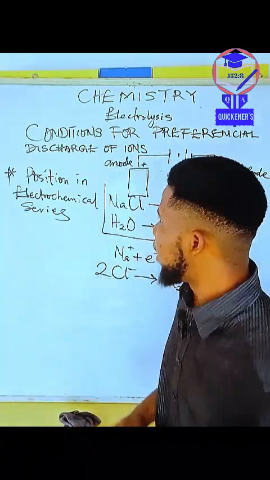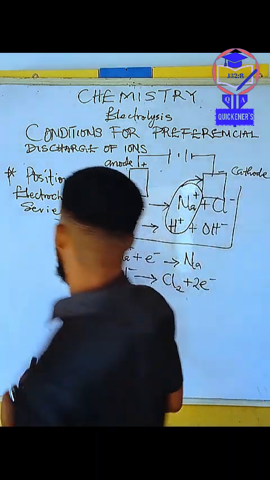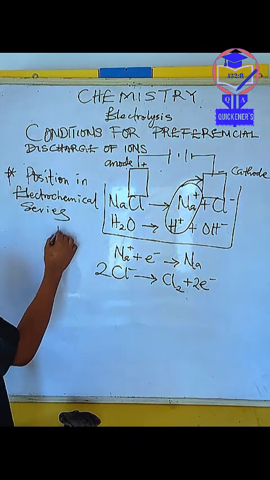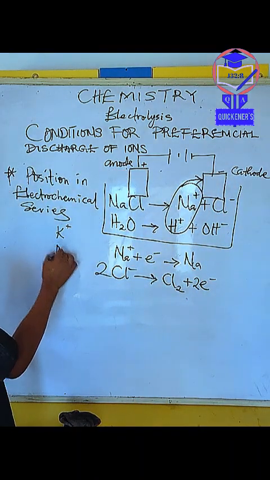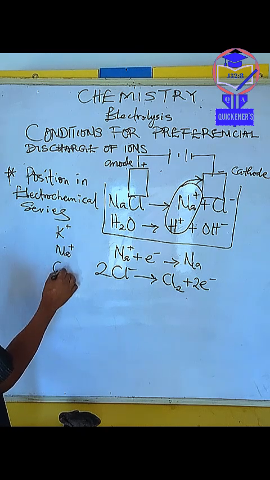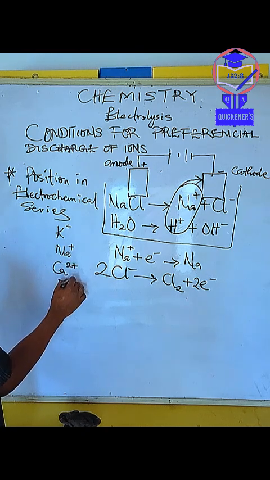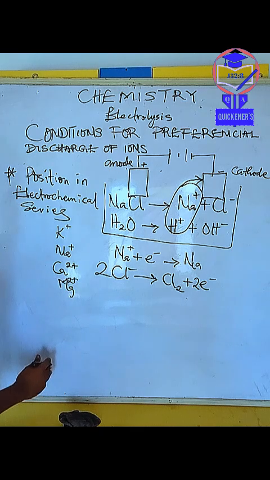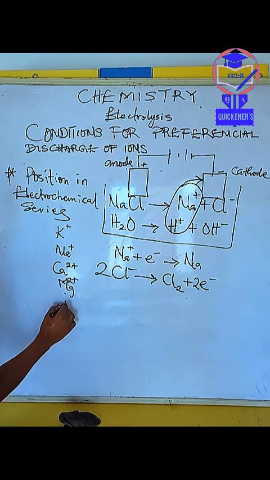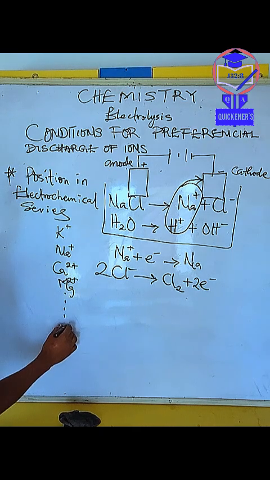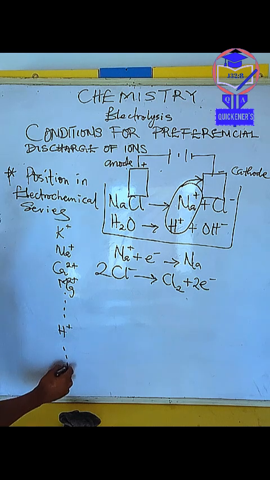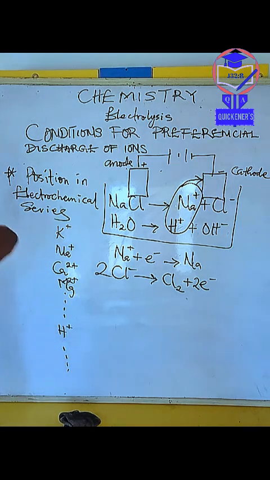So the electrochemical series, for instance, we have potassium, sodium, and it goes down to calcium, magnesium, and down like that. Hydrogen is somewhere here. Then you now have other metals after hydrogen. Are you getting it now? So you can see the electrochemical series for metals.